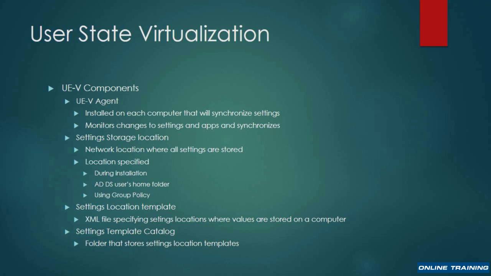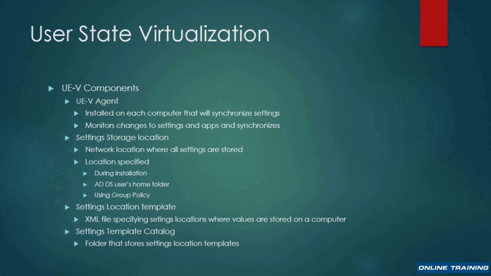And where it synchronizes is to the settings storage location, just a network location where all the settings are stored. That location is going to be specified either during installation of the UEV agent or using group policy, which is certainly the easiest way of doing it, or it can just be set to be the user's home folder. Most likely we'll be using a separate location and we will specify it via group policy just because of simplicity.